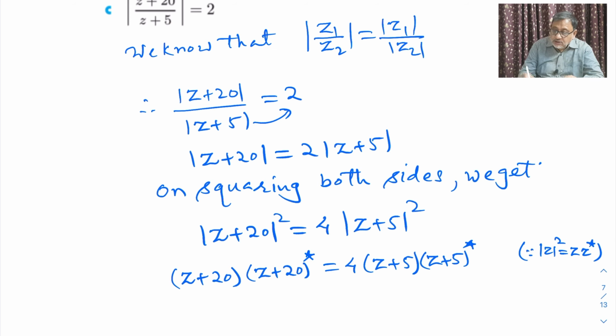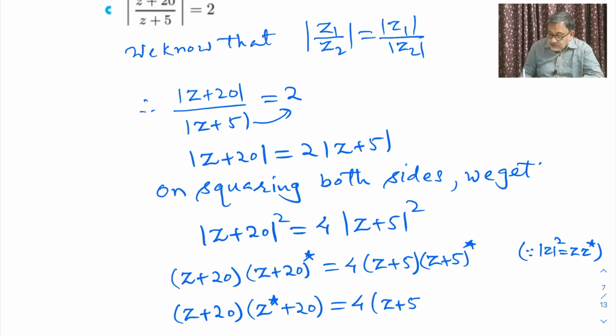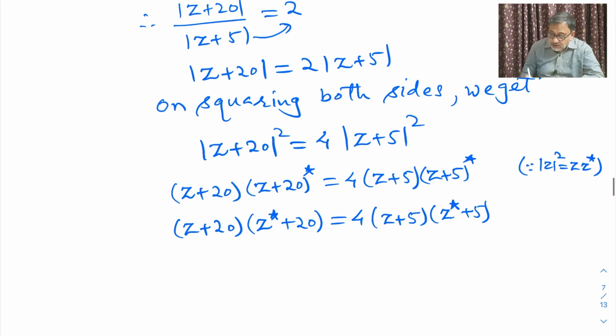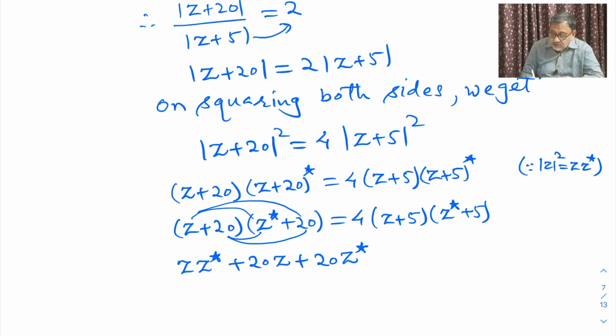So now I will separate the conjugate because it is distributive over addition and subtraction. So z conjugate plus 20, a real number doesn't change, equals 4 into (z plus 5) into (z conjugate plus 5). Okay, so now I will multiply it out. So z z conjugate plus 20z plus 20z conjugate. Here now 20 into 20, 400.